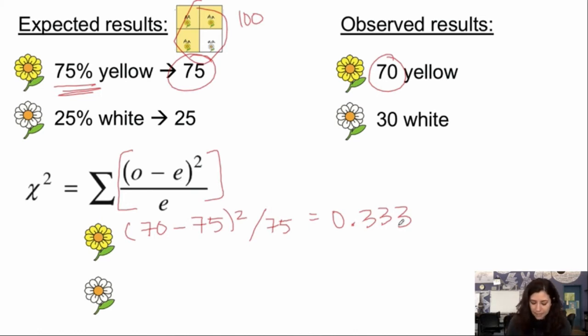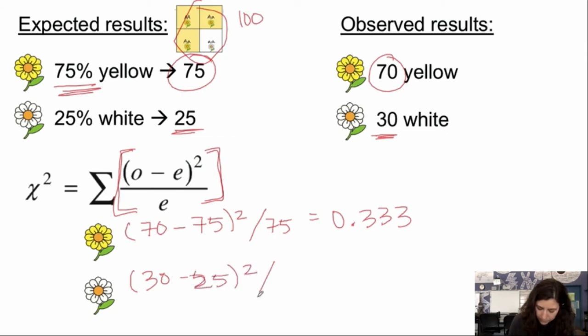Okay, so that's just this value for yellow, and now let's do the same thing for white. So for white, we had 25 expected and 30 observed. So in our formula, O minus E, so 30 minus 25, squared, divided by expected, 25. We plug that in and we get 1.